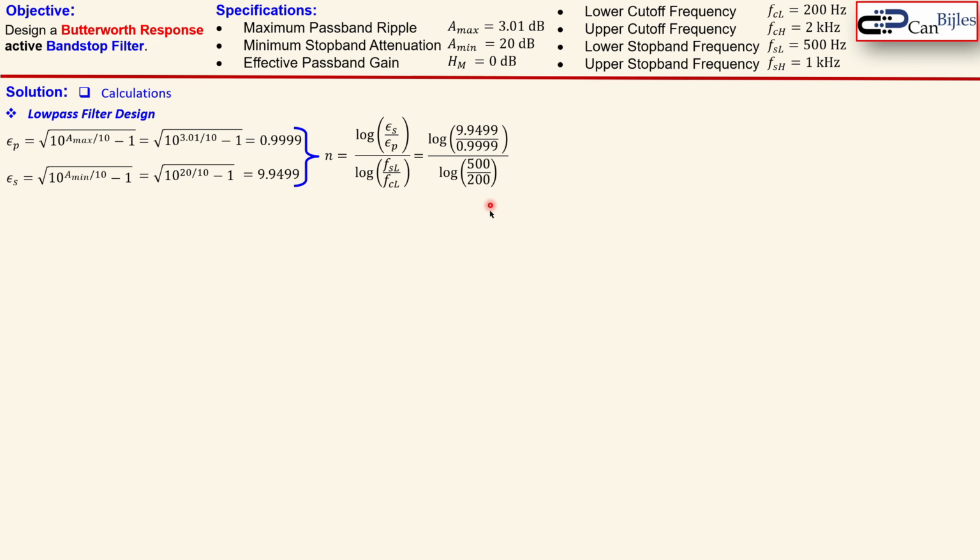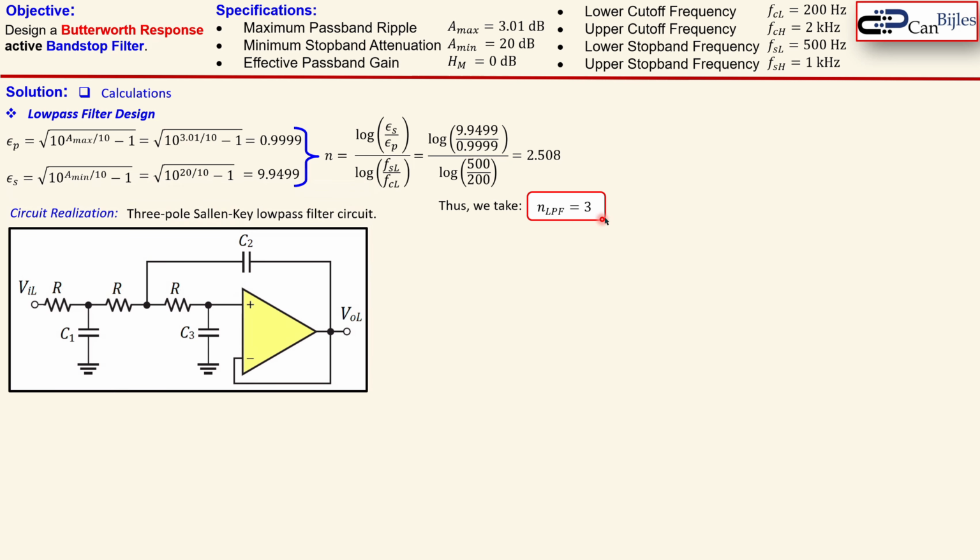So when you substitute this, you get approximately 2.5, and we need to go for an integer, so that means we need to have an N of 3. So the low-pass filter should have a third order. The circuit realization will be a 3-pole Sallen-Key low-pass filter circuit because this is just a third order, and that is shown here. You see the 3 resistors are equal to each other, and we have 3 capacitors we need to calculate.